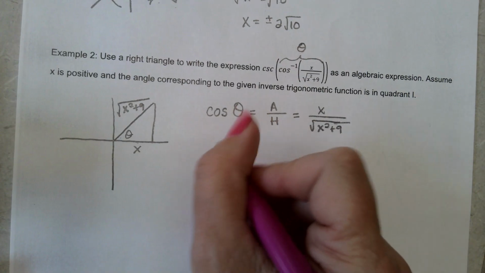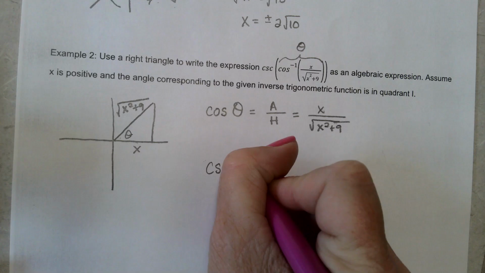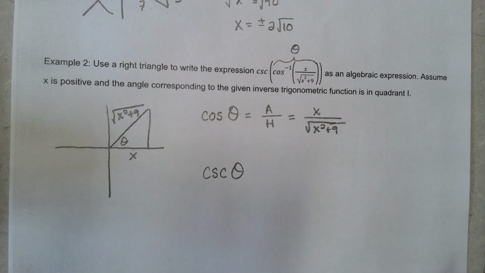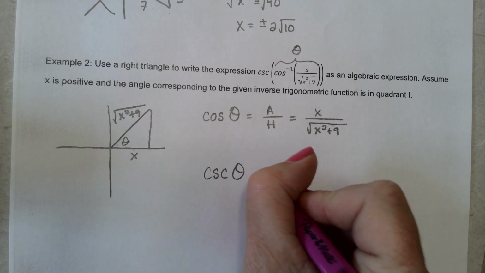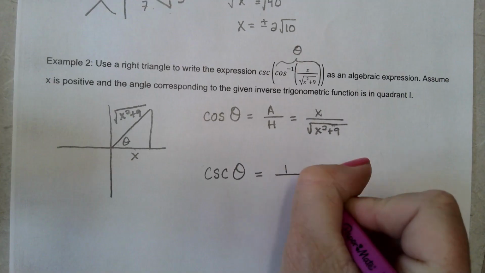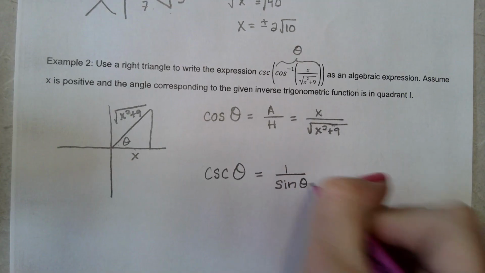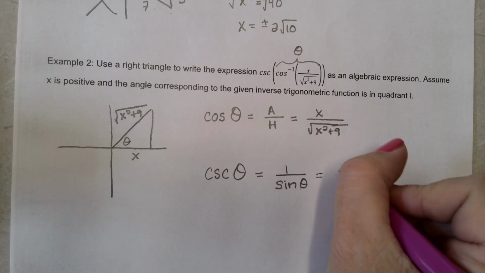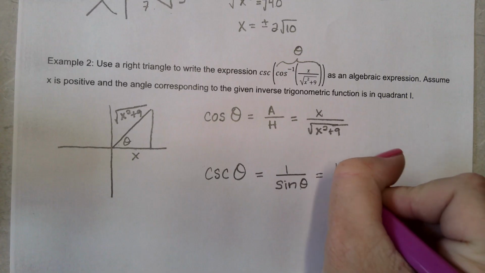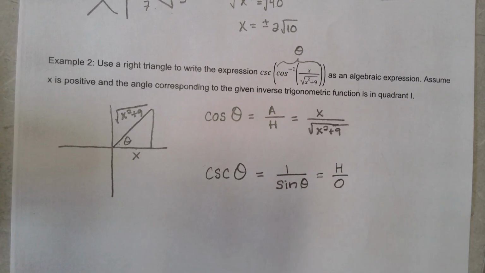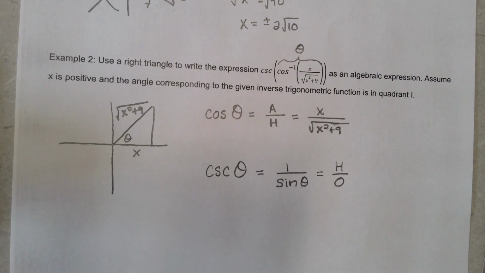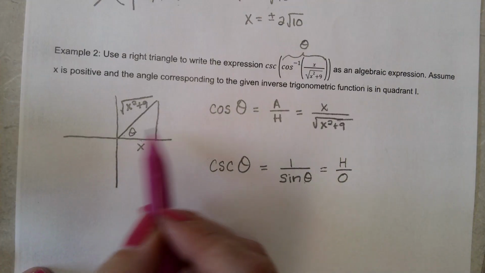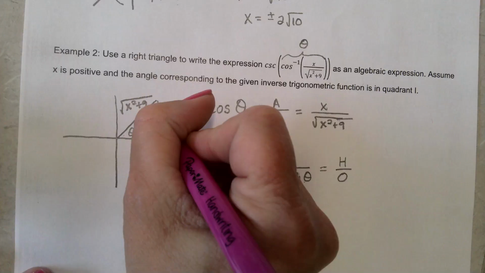So I want to find the cosecant of theta. This expression right here is equal to theta. So cosecant is 1 over sine theta. And sine theta is opposite over hypotenuse, so the reciprocal of that is going to be hypotenuse over opposite. So now I need to find my missing side, because I do need the opposite. I'm going to call that y.